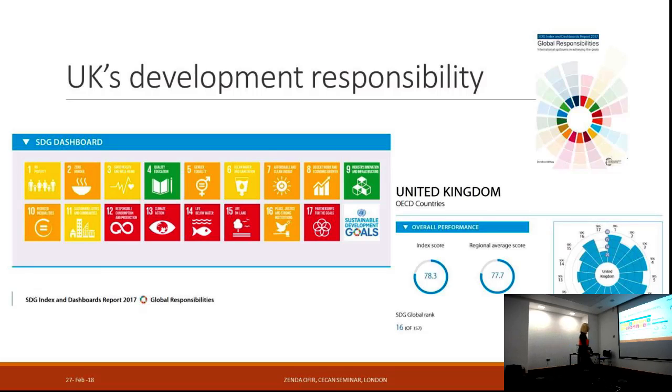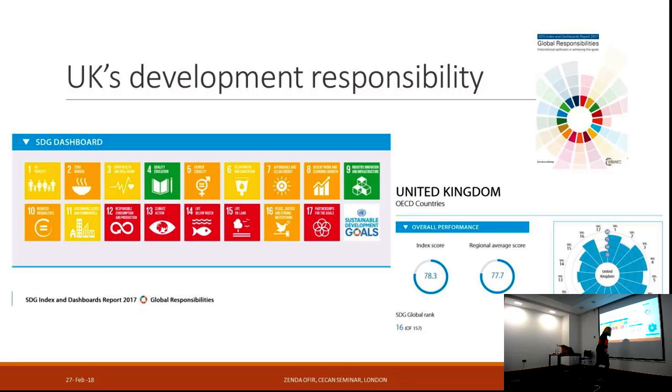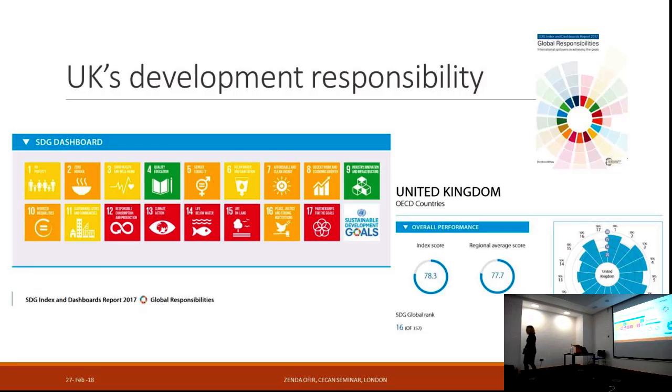Let me see. You are number 16 out of the 157 countries. UK is not doing badly at all. And this is your performance by SDG. So this is a nice graph to show where exactly you are going over the boundaries of consumption and so on. Very interesting data.